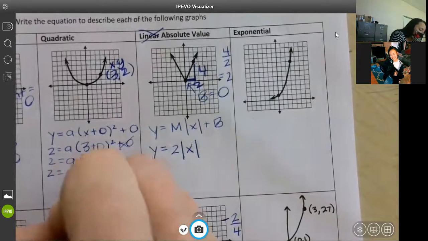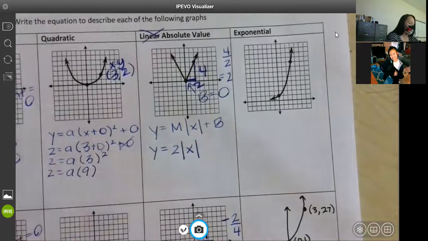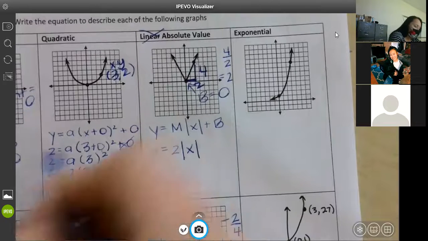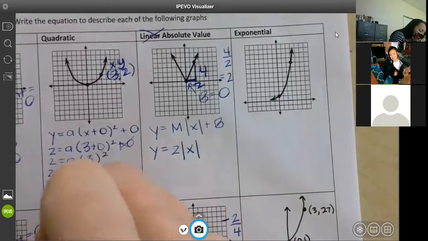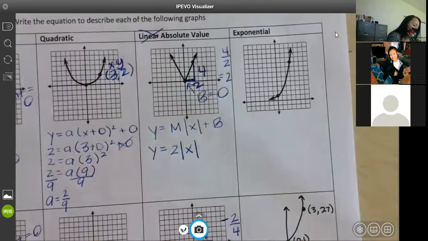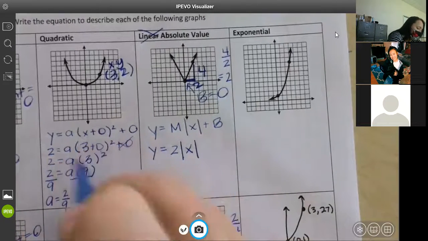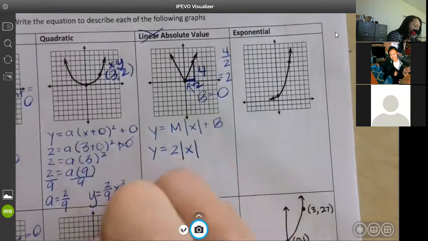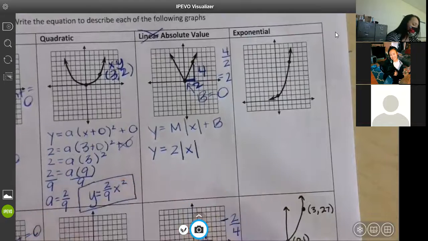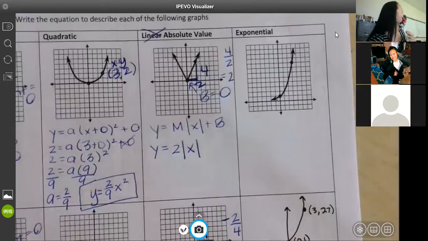3 squared is 9. How do we get A by itself? Just a regular solving. How do we get A by itself? Zoomers, you can answer too. You divide. Divide by 9. And we get that A equals 2/9. And that's okay. That's perfect. So then our equation is Y equals, we're going to plug in that A, 2/9, and we just have X squared. Why do we just have X squared? Because we have a vertex at 0, 0, and those zeros won't matter. Okay.